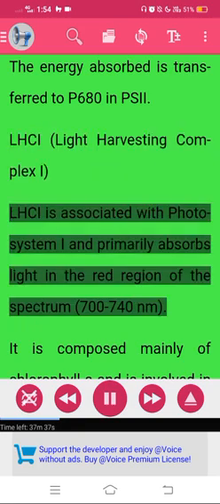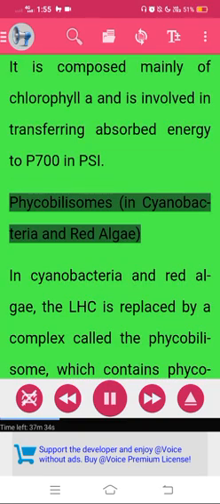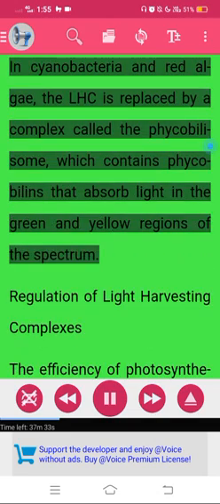LHCI, light harvesting complex I. LHCI is associated with photosystem I and primarily absorbs light in the red region of the spectrum, 700-740 nanometers. It is composed mainly of chlorophyll a and is involved in transferring absorbed energy to P700 in PSI. Phycobilisomes in cyanobacteria and red algae. In cyanobacteria and red algae, the LHC is replaced by a complex called the phycobilisome, which contains phycobilins that absorb light in the green and yellow regions of the spectrum.